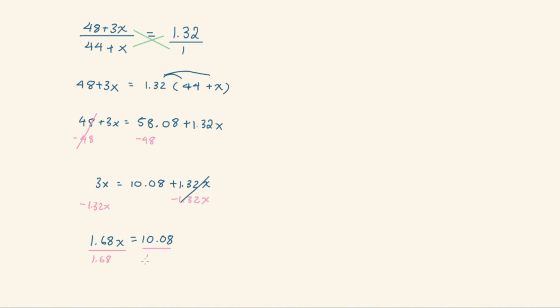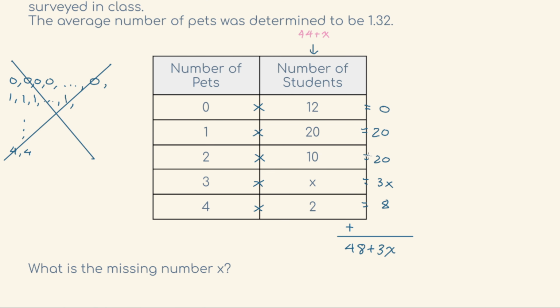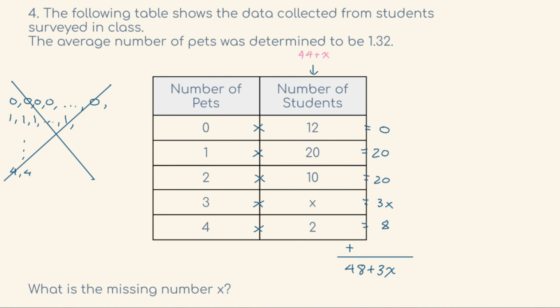Okay. And 1.68 divided by 1.68 is 1, so I could just cross it out here. Okay, we've got x on the left, and that's going to be equal to 6. And that's the answer for question 4. So your x, that missing number in this table here, is just 6. Okay, so you can go over here, and x is equal to 6. All right, that's the answer for question 4.